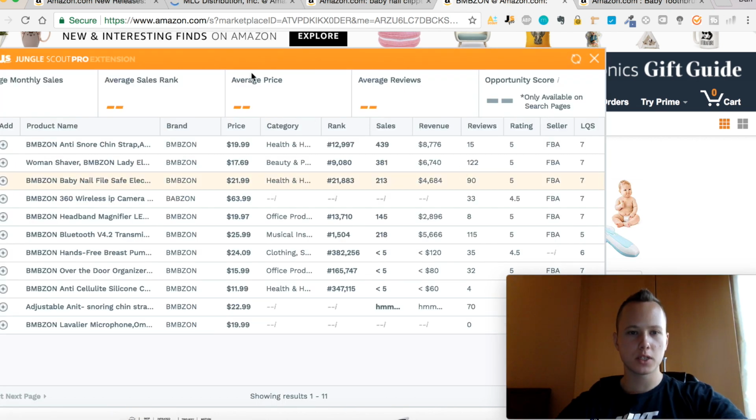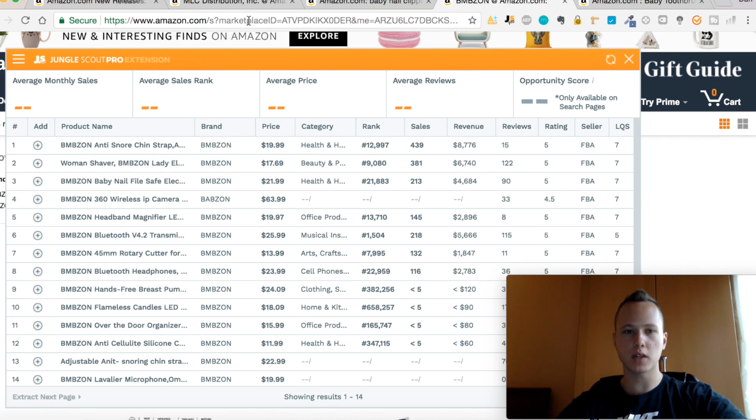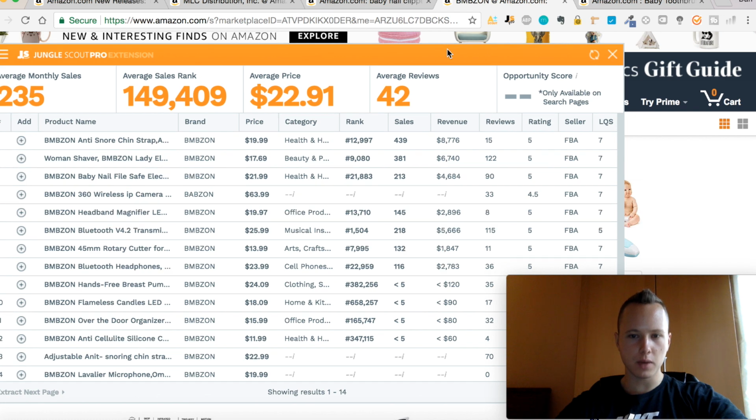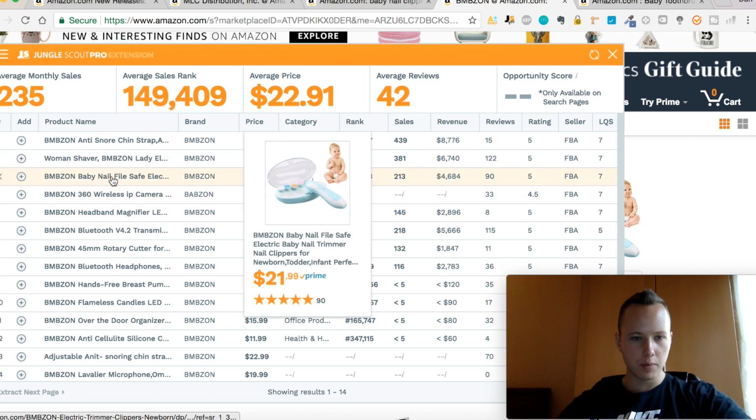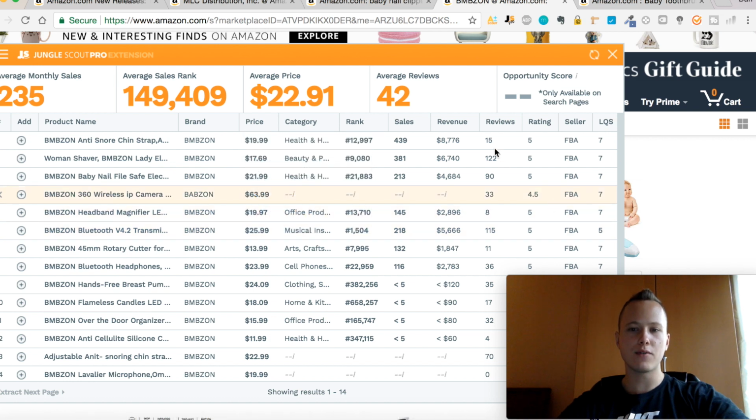All right, so I opened this private labeler right here, whose product we found in the new releases of the baby section. So if you look, we've got a lot of products here that might be good. Got an anti-snore chin strap, we've got a women's shaver, baby nail file safe trimmer, Bluetooth transmitter, receiver. I mean, they don't have a lot of reviews, guys. And on Amazon USA, you have to understand, anything below like 300 reviews is definitely not a lot of reviews, and between 500 and 300 reviews, you can still compete there, okay?